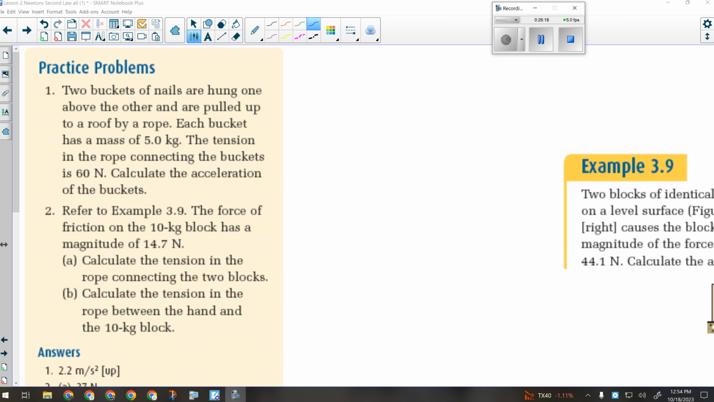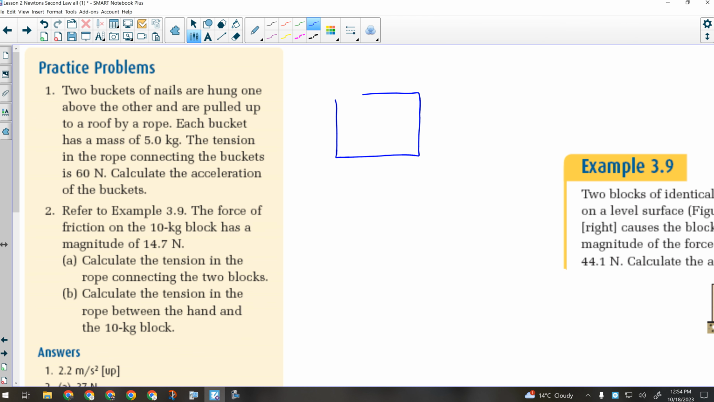Okay, so we have 2 buckets of nails, one hung above the other, pulled up to a roof by a rope. Each bucket has a mass of 5 kilograms. The tension in the rope connecting the buckets is 60 newtons. Calculate the acceleration of the buckets. Is that the situation we have? Right? 2 buckets connected by a rope. All I know is that the tension in this rope is 60 newtons.